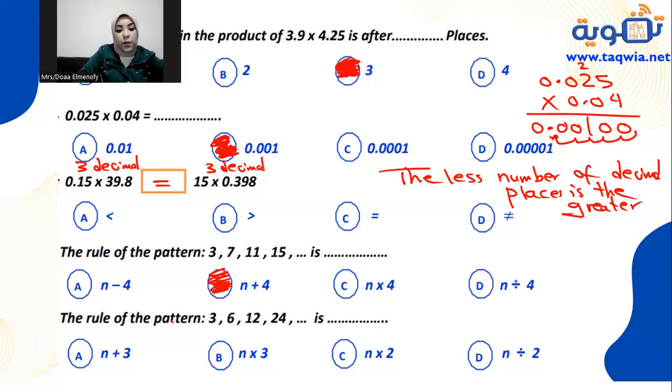And for the rule of this pattern, we have 3, 6, 12, 24, so the numbers increase. Maybe we add or multiply. If we add 3 to 3, it becomes 6, but when we add 3 to 6, it's 9, and this is not 12. So addition doesn't work, and we try to multiply. 3 times 2 equals 6, 6 times 2 equals 12, and 12 times 2 equals 24. Yes, so we multiply by 2. This is our rule.